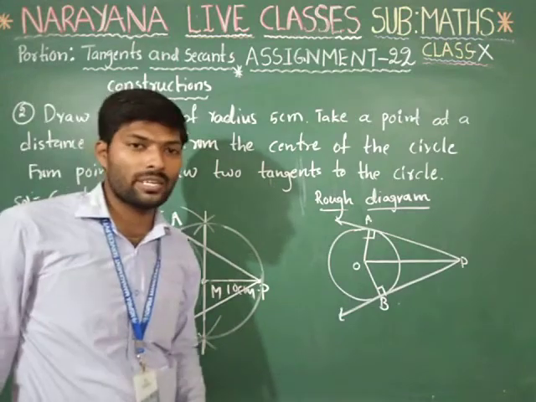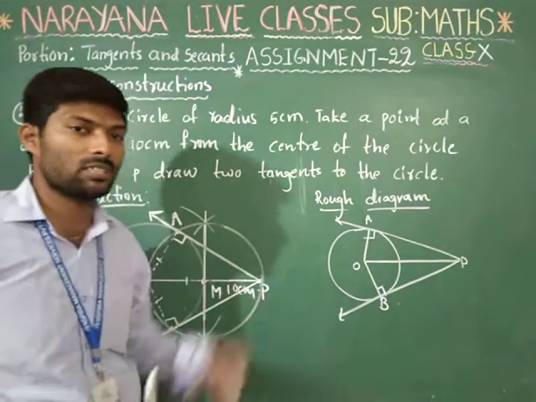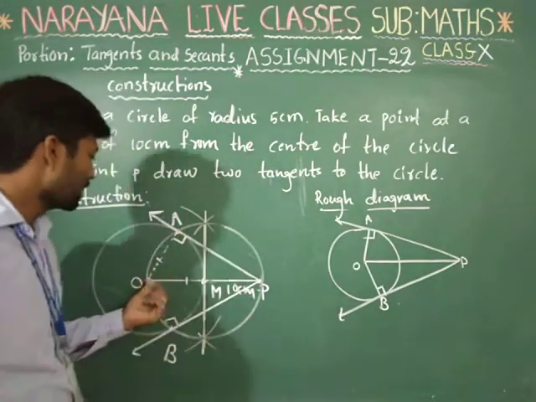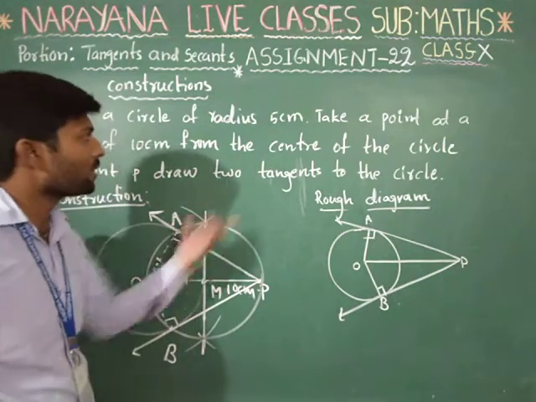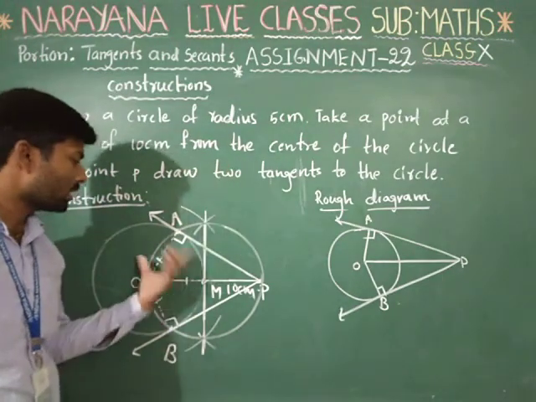After that we have to write the steps of construction. The first point you can write: take point O as a center with radius 5 centimeters and draw a circle.